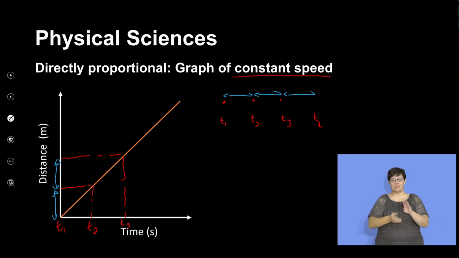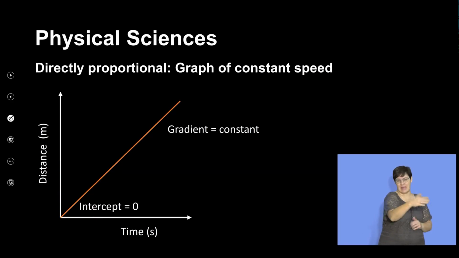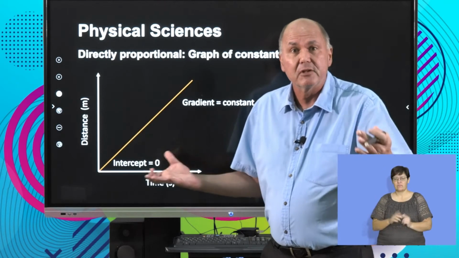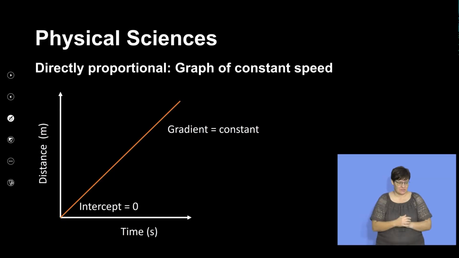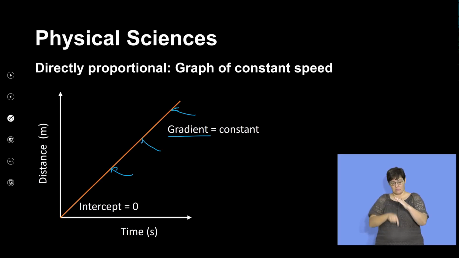Okay, now, having got that idea, let's have a look at the graph from a mathematical point of view. What are the features of this graph mathematically? Well, the first thing that you'll notice is it's a straight line. It has a certain steepness. We call that steepness the gradient. And the gradient at this position, and the gradient at that position, and the gradient at that position is all the same. It's a constant.